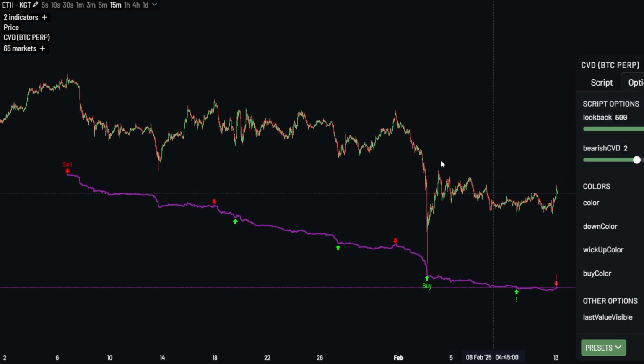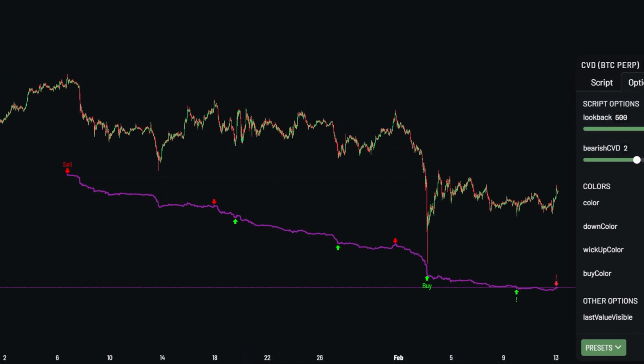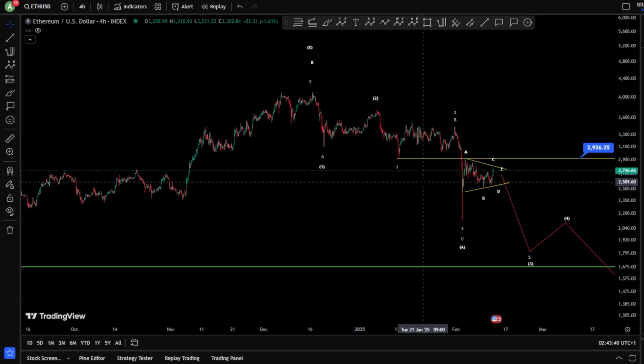So these are the possibilities. That was it for Ethereum. Let's watch and see what's gonna happen.